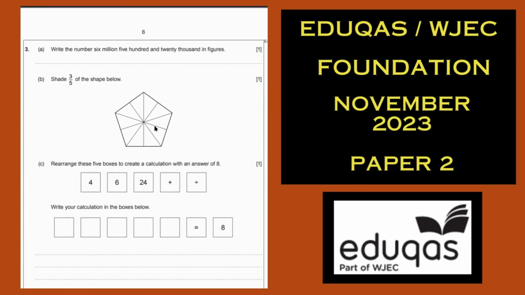3A, writing in digits. 6 million, just start with a 6. Millions have a comma, but they're not that necessary.